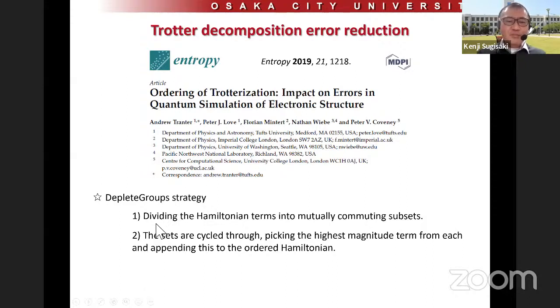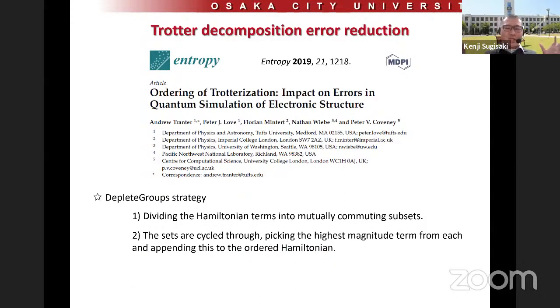First, we divide the Hamiltonian terms into mutually commuting subsets. So we classify the Hamiltonian terms to generate subsets, so that every operator in a subset mutually commutes. And then the second step cycles through, picking the highest magnitude term from each subset and appending this to the ordered Hamiltonian.